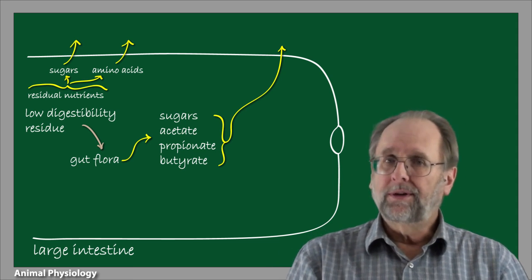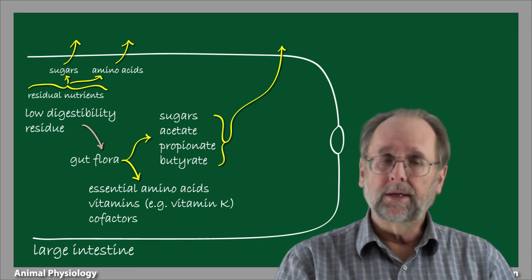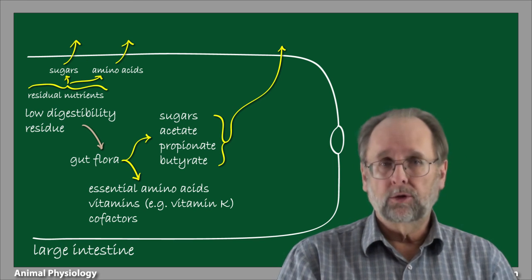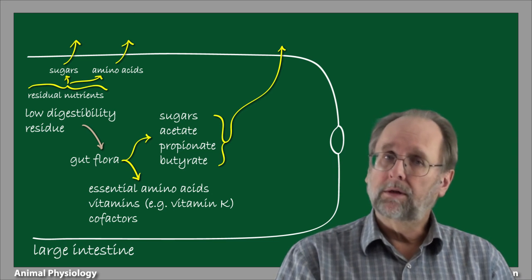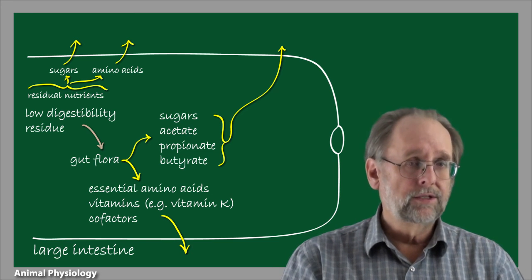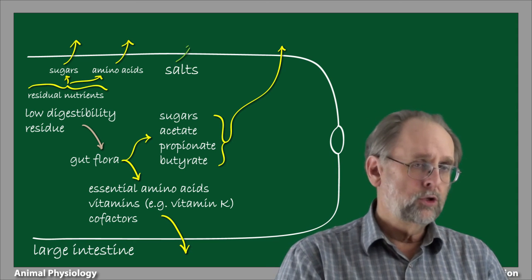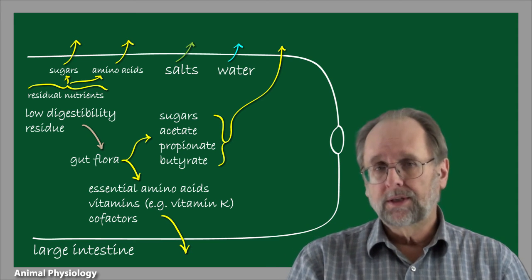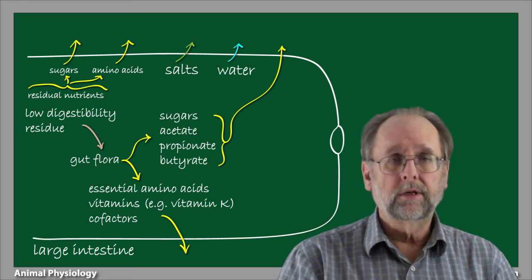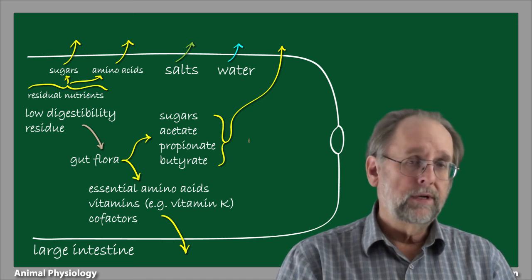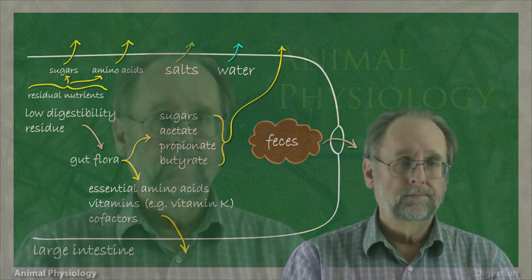The microbial flora also produce a number of essential amino acids, various vitamins like vitamin K, other small complex organic molecules, and various cofactors like the B vitamins, which are also absorbed across the intestinal wall. Finally, there's quite a bit of reabsorption of salts and water across the intestinal wall, and this helps draw water from the low digestibility residue that's left to produce the relatively dry feces, which are then expelled through the anus.